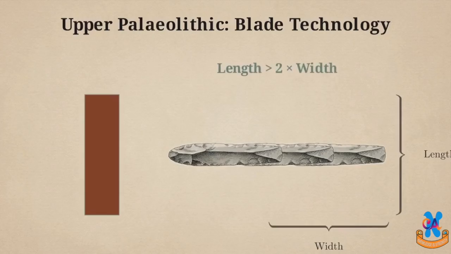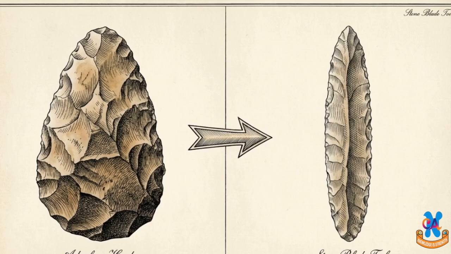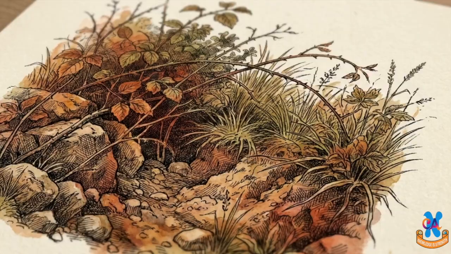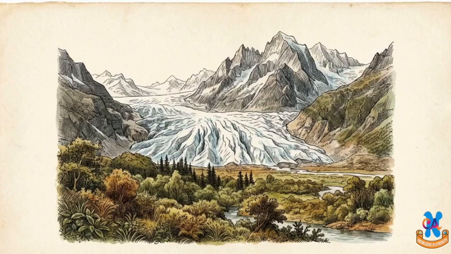Artisans strike vertical cores to produce long, thin flakes, their length twice their width. Throughout this entire 2 million year stretch, human progress is measured by the refinement and shrinking size of these stone tools. There are still no buildings, no permanent farms, and no clay pots. Between the Old and New Stone Ages sits a transitional phase, the Mesolithic.